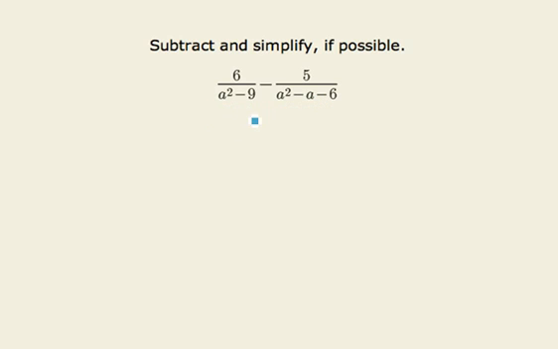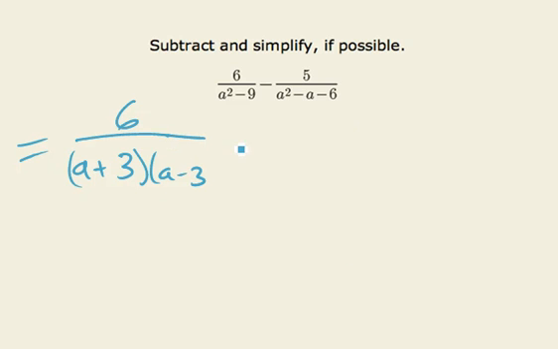So to do that, we need to factor. Let's go ahead and rewrite this in factored form. A squared minus 9, difference of squares, that's a plus 3 times a minus 3. Minus, I'm going to give myself a little room, minus 5 over a squared minus a minus 6. I know that that factors as a minus 3 and a plus 2, because negative 3 plus 2 is negative 1, negative 3 times 2 is negative 6. Negative 3a plus 2a is negative a, and a times a is a squared. Right. So here is the factored form of these two things.